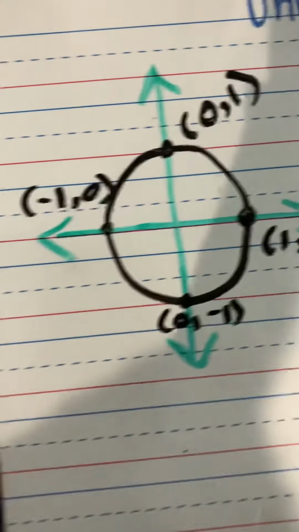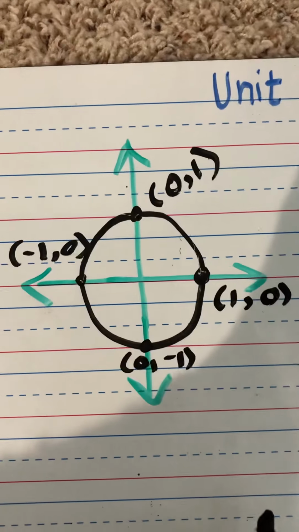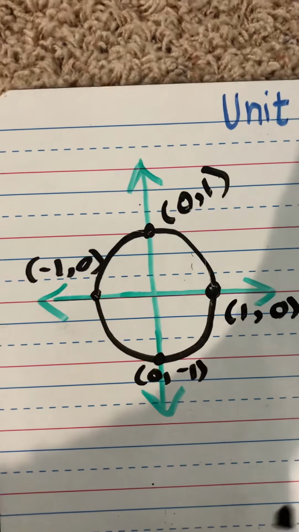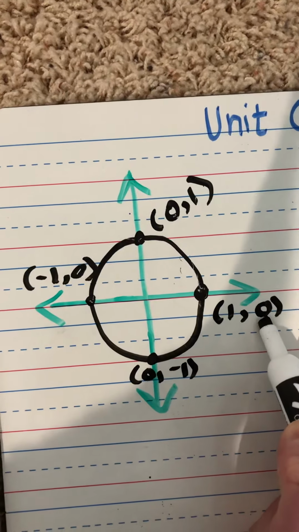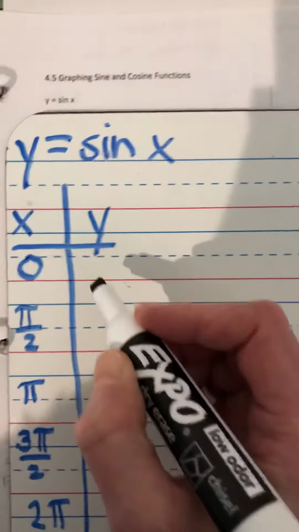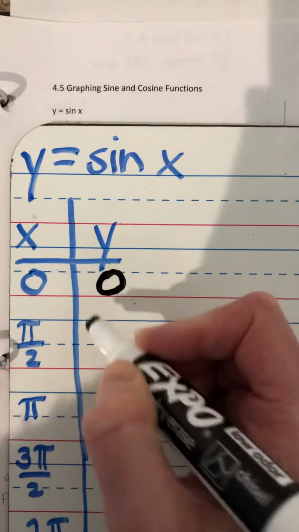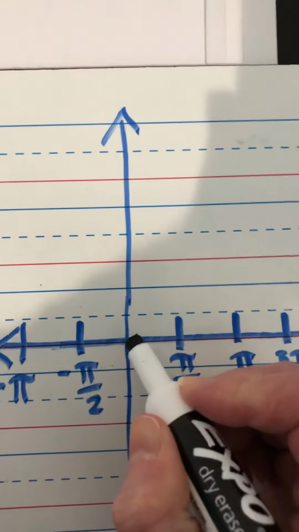Now I'm going to use the unit circle. And you have to remember that the sine is the y coordinate. So the sine of 0 is 0. So I'm going to plug that in here. The sine of 0 is 0. Plot that right here.